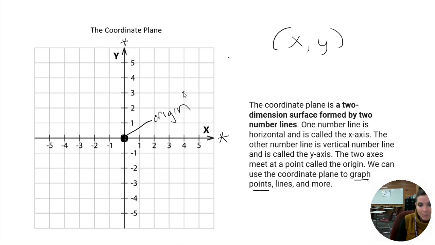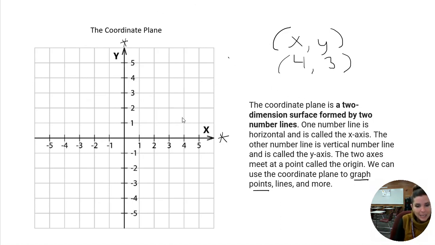So if I put a point right here, to get to that location, we would start at the origin, and we have to move 1, 2, 3, 4 spaces to the right. Now that's 4 spaces on the x-axis, so our x-coordinate would be a 4. And then we have to move up 1, 2, 3 spaces on the y-axis. So the location of that point would be (4, 3).